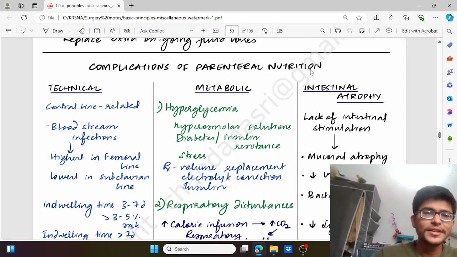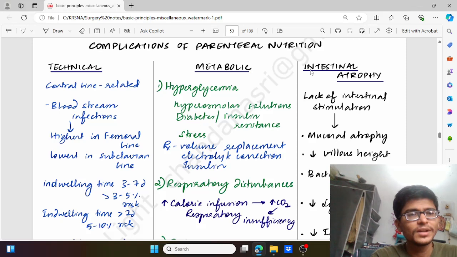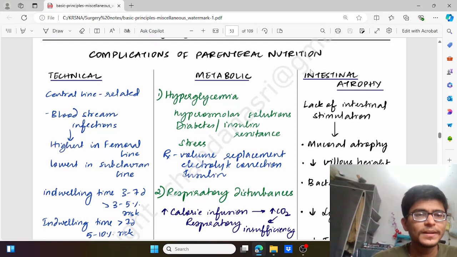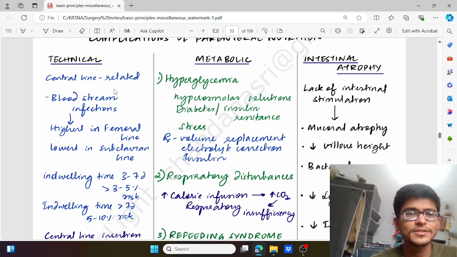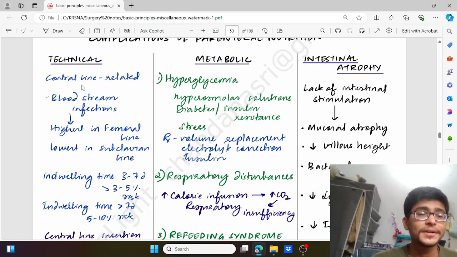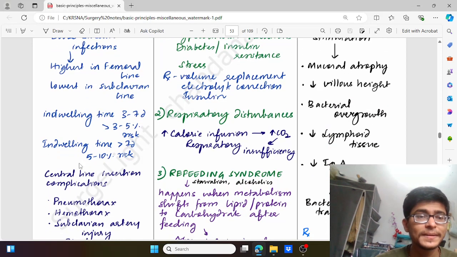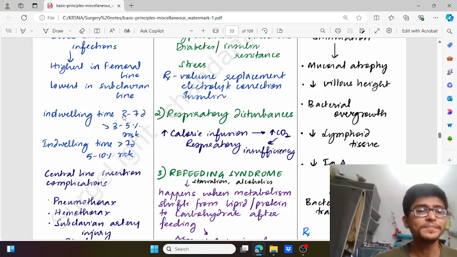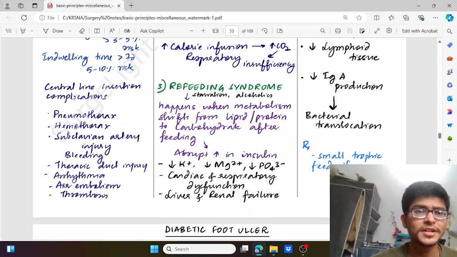Now we see the complication of parenteral nutrition. So technical complication, that could be central line related, dislodgement, infection, or blockage. Bloodstream infection, which could be highest with the femoral line, lowest in the subclavian line. Indwelling time resulting in infection: if it is for 3 to 7 days, there is 3 to 5% risk. In more than 7 days, then it is 5 to 10% risk. Then complication related to central line insertion like pneumothorax, hemothorax, subclavian artery injury, bleeding, thoracic duct injury, arrhythmia, air embolism, thrombosis.